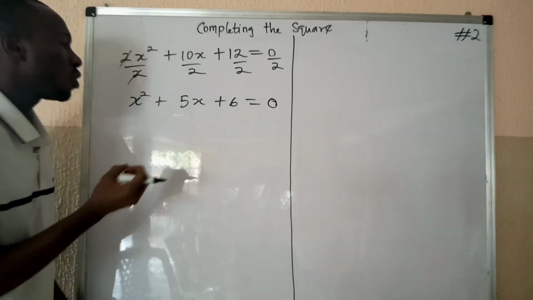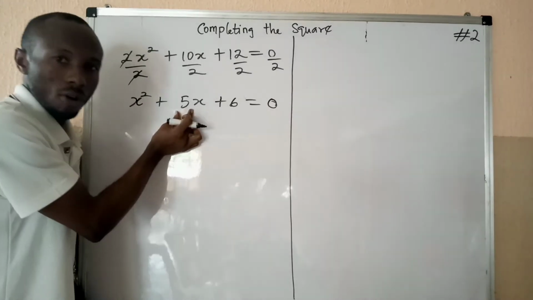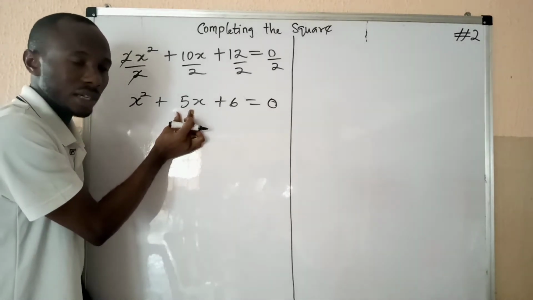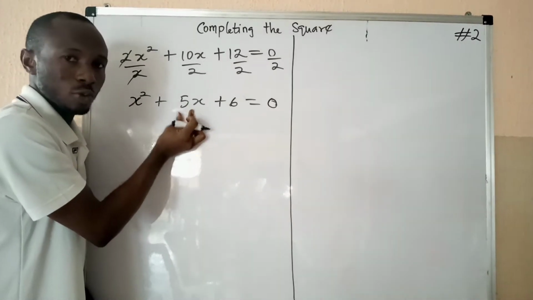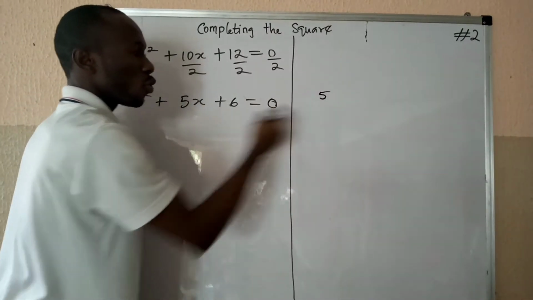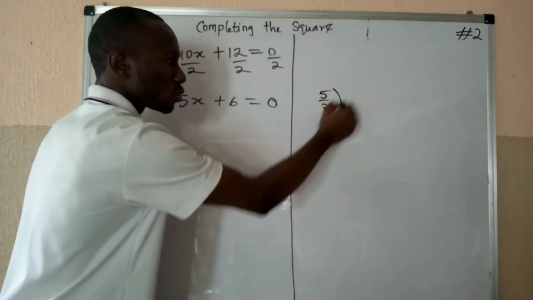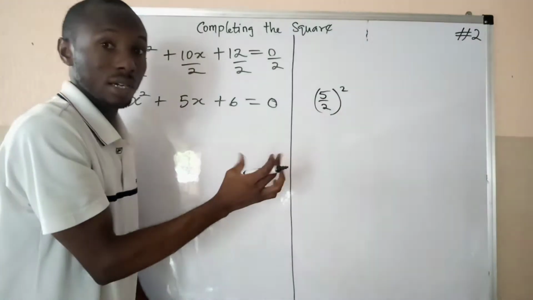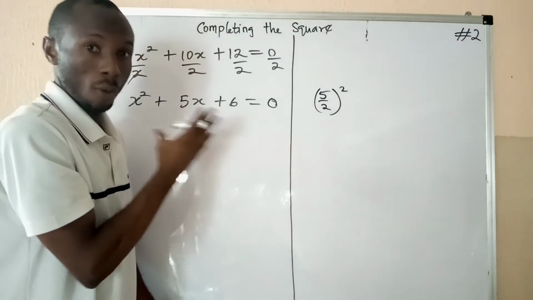Now, step 2, we pick the coefficient of x, which is 5 here. We divide by 2 and we square it. It's a rule. It's a method to complete the square.